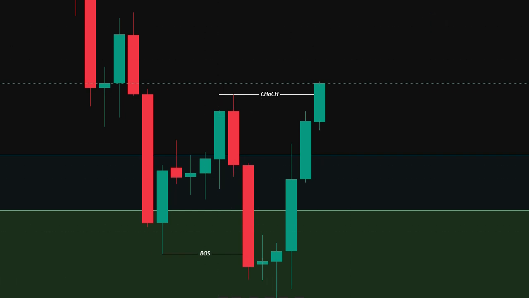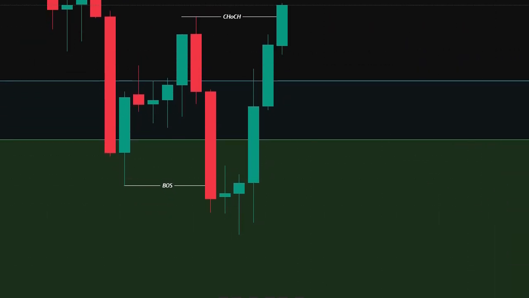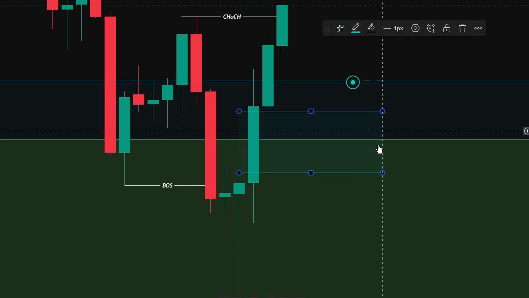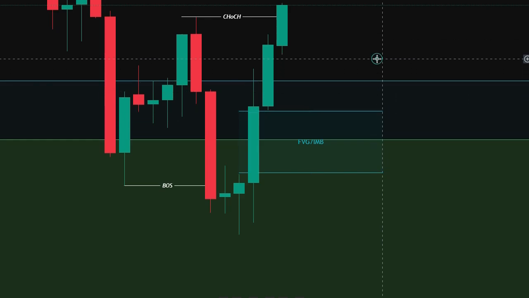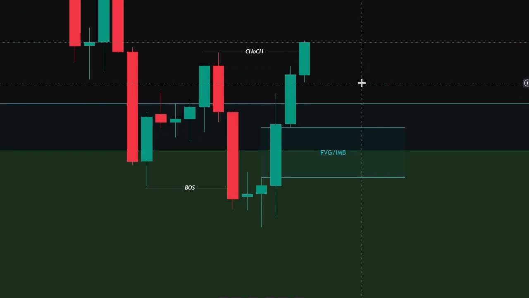So now we are interested in any kind of imbalance zone we can find. So we find an imbalance zone here, and you can see this is a slightly bigger imbalance zone. So this is very powerful here. Also, is this imbalance zone valid or invalid? I have made a video about this, how to find a valid imbalance zone and an invalid imbalance zone. So this is a valid imbalance zone, and I'm going to explain a little bit here.